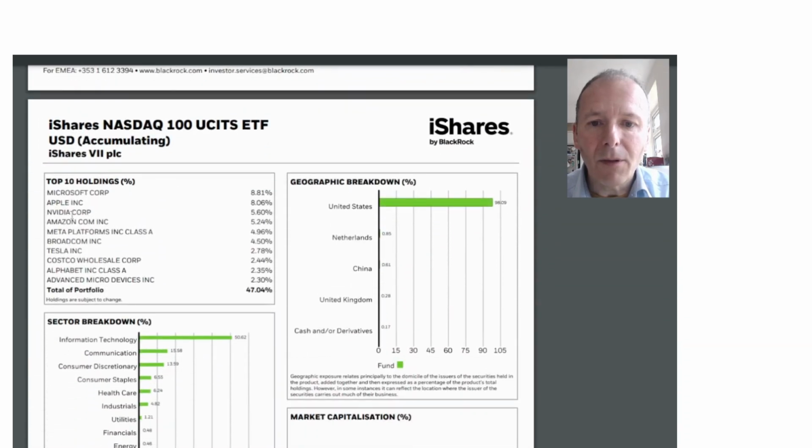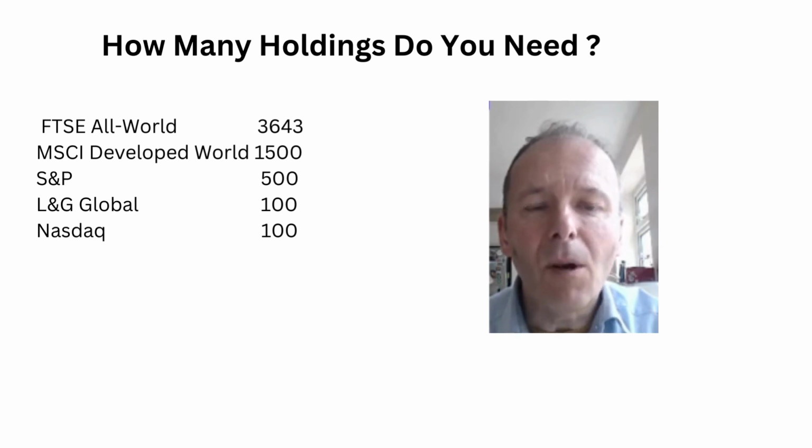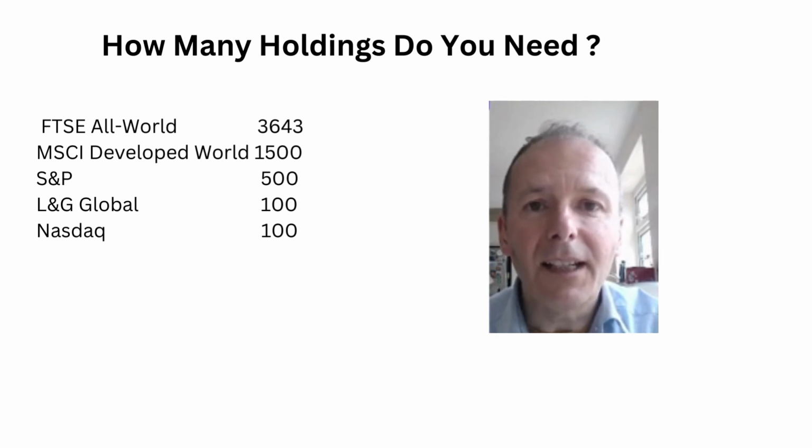And then here we've got the top holdings of the NASDAQ, which is quite concentrated in terms of the top 10, and over 50% is information technology. One thing to consider is just how many holdings do you need within your ideal exchange traded fund. FTSE All World has over 3,600, MSCI Developed World 1,500, S&P is 500 when it was devised in 1957, and then things like NASDAQ, L&G Global 100 are even less.